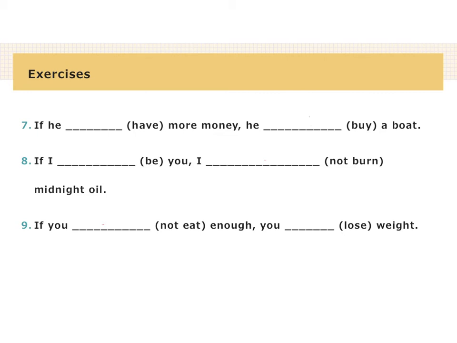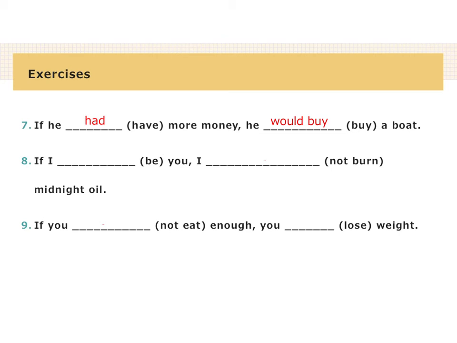The answer is, if he had more money, he would buy a boat. But in fact, he didn't have much money, so type 2 is used in this question.